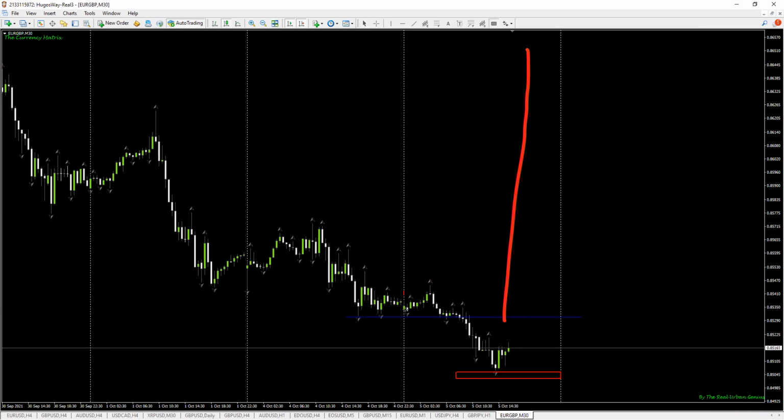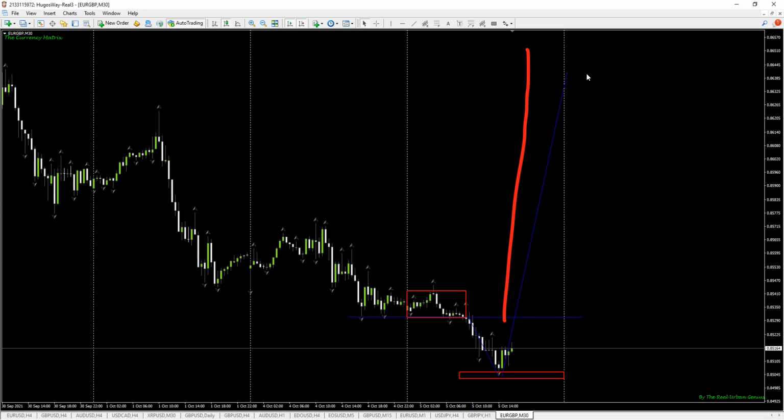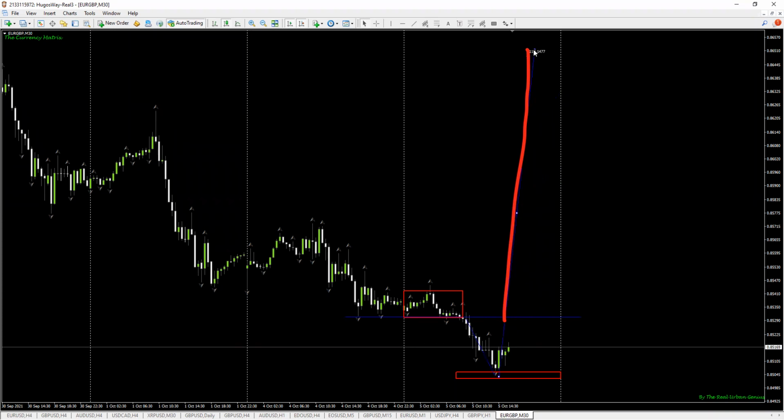Where's the Asian range? Right here. So that would indicate what? This would indicate that London session came down, set the low of the day. New York session is going to go set the high. Everybody following me? Facts. It's a Doji Morningstar.